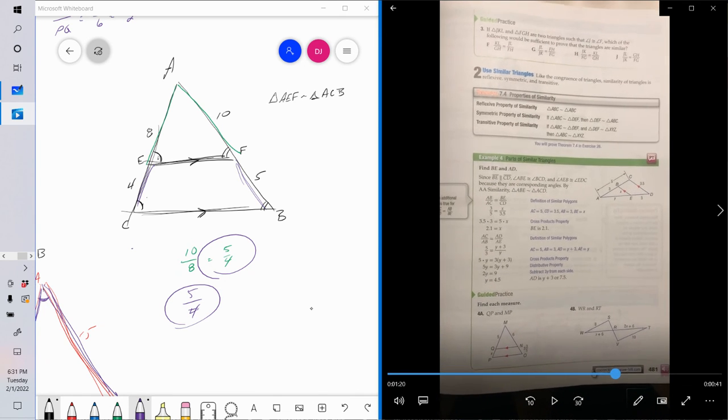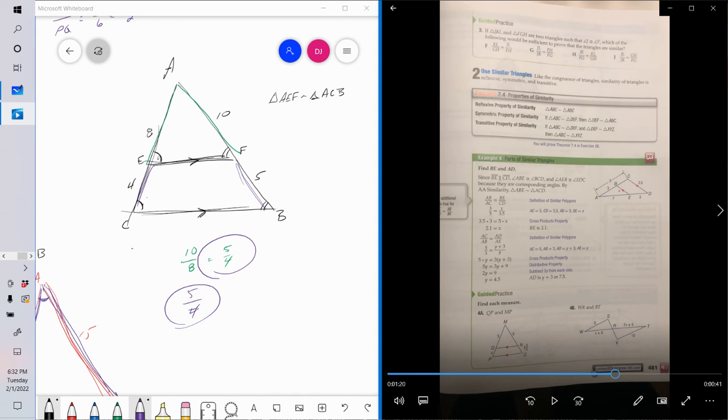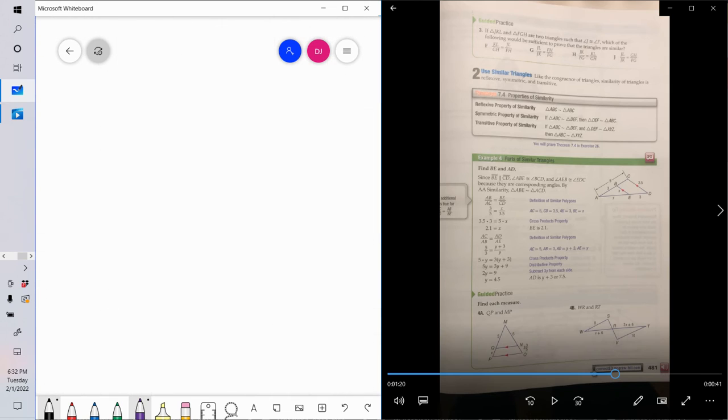Okay, so this is kind of hard to see down here at the bottom of this page, but in the book, 4A, we've got this diagram with triangle MPO and then segment QN thrown in there. We're told that those are parallel to each other.